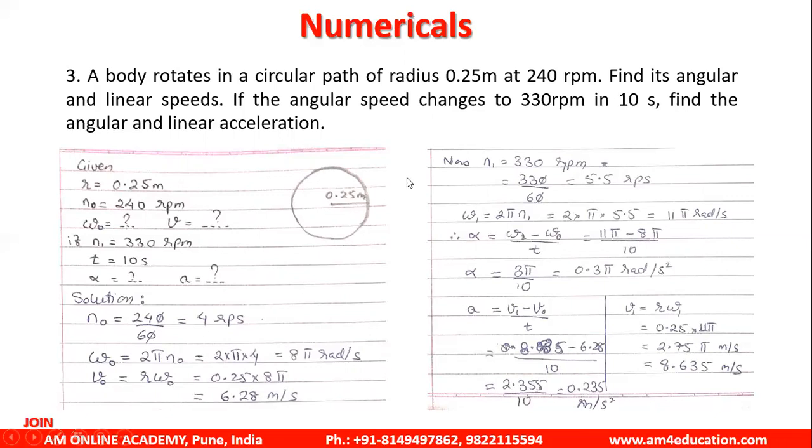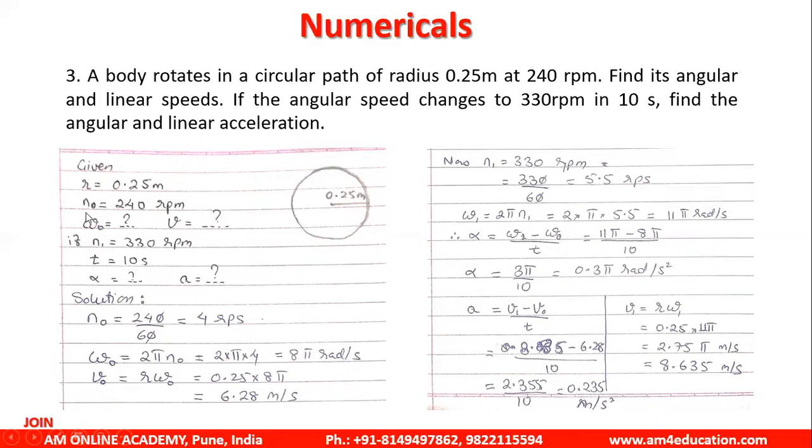See, in case of physics, we have to first understand the problem. If you understand the problem, half the problem is solved. So first, let us see what the problem says. We have a body which is performing rotational circular motion. The radius is 0.25. Now let us note down R equals 0.25 meter. Initially, it is rotating at a speed of 240 RPM, revolution per minute.